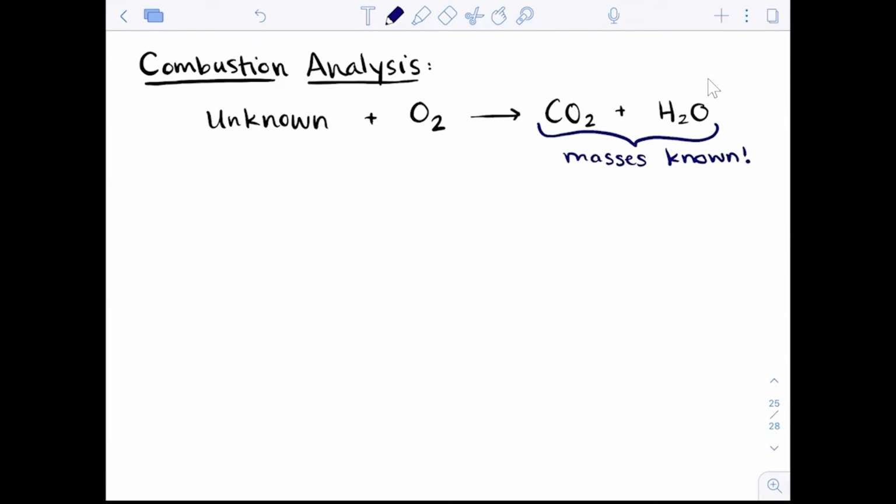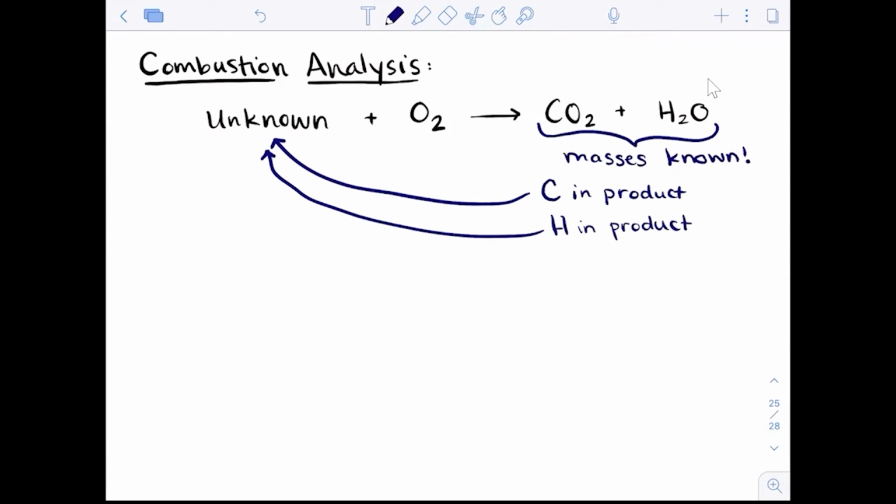So what's interesting about all of those masses that we know, the carbon in the product always comes from the unknown. The hydrogen in the product comes from the unknown. So usually what we have for this unknown is called a hydrocarbon. It's a hydrogen and carbon containing compound. So what we get to do with this is start to identify a couple of different things in this setup.